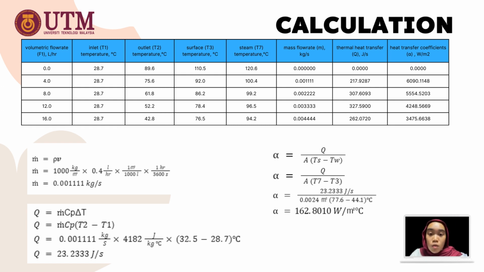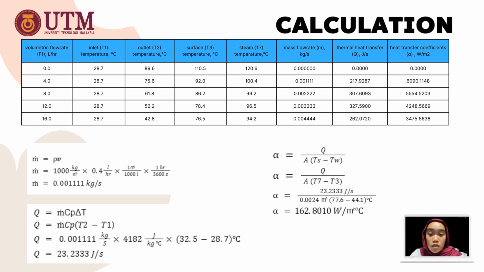Okay, the next part is we have to find our heat transfer coefficient to plot our graph. The formula, as given in the lab manual, is our thermal heat transfer over the area of the condenser times the difference between the temperature of steam minus the temperature of water. So we substitute back our delta T, which is T7 minus T3, and then we substitute into our equation.